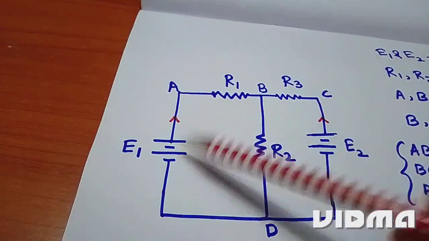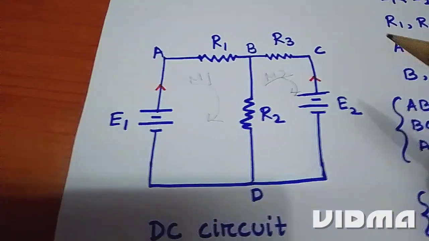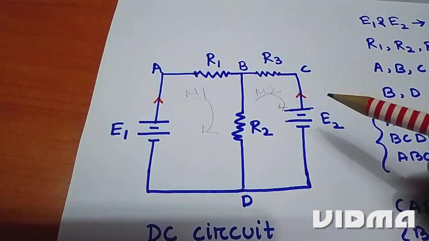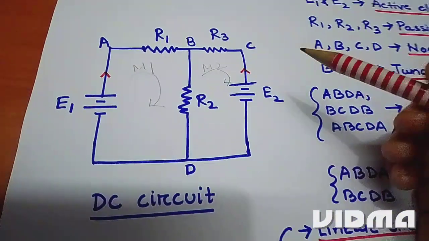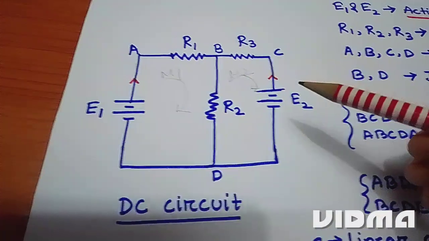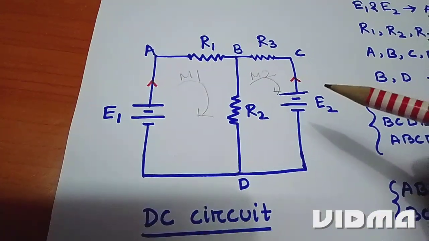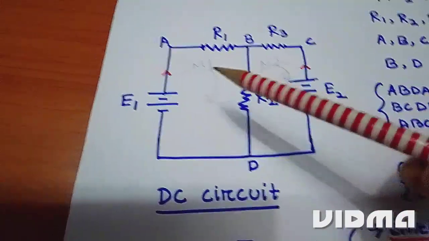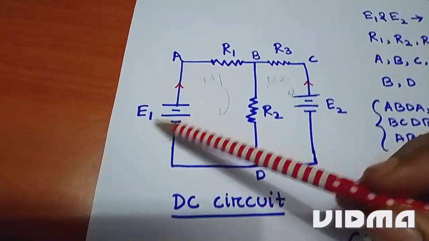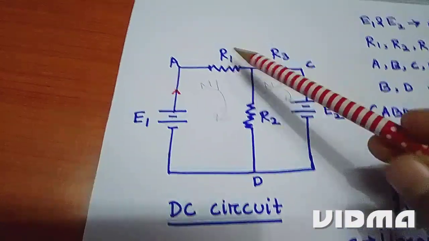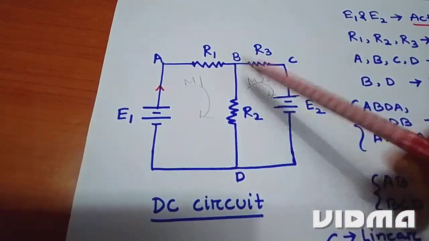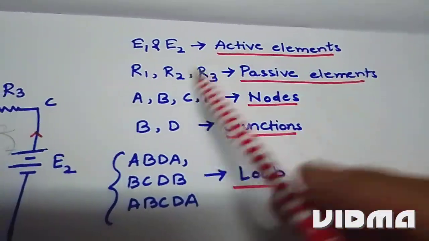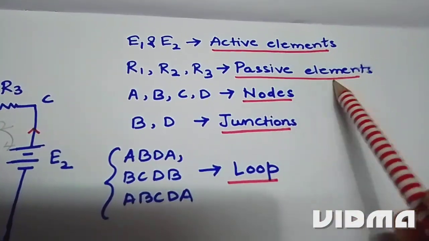Depending on the active and passive elements present, we can say it is either an active network or a passive network. An active network is one which contains active elements, and a passive network is one which contains passive elements only. So this is a normal electrical circuit, which is a combination of both active and passive elements. Active is your E1 voltage source, and passive is your resistances R1, R2 and R3. E1 and E2 are the active elements present, and R1, R2, R3 are the passive elements present.